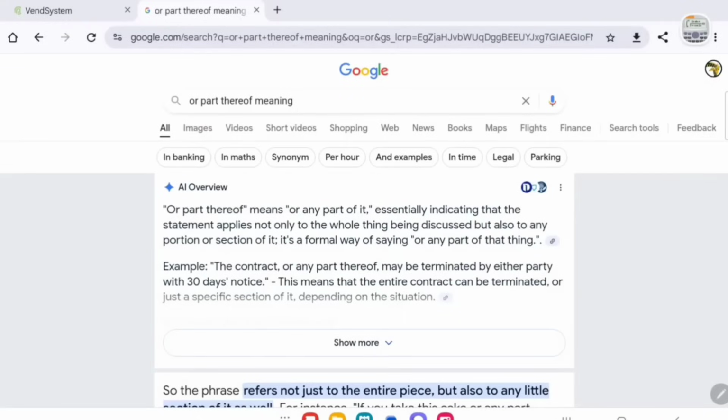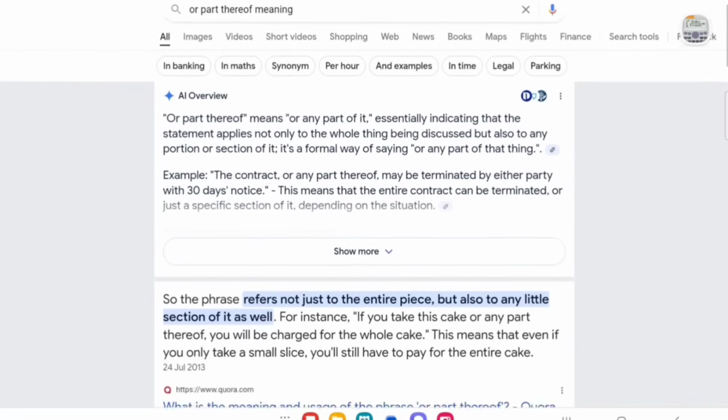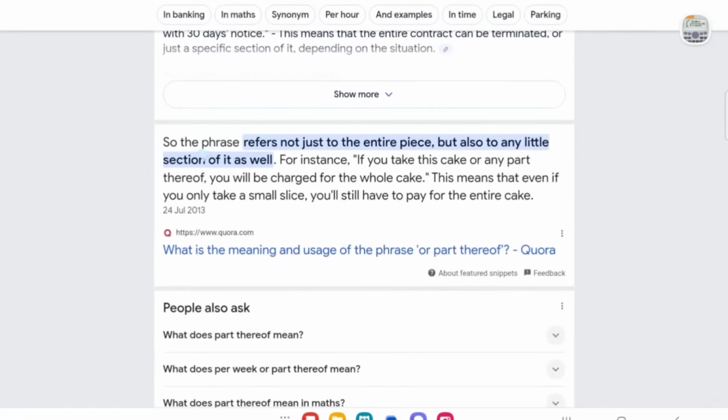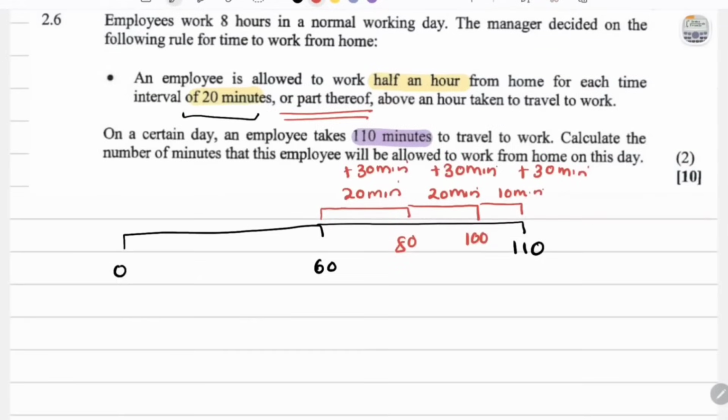So it's included. Just to make sure that this makes sense, I did a quick Google search of or part thereof so that we can see what that means. The phrase refers not just to the entire piece, but also any little section of it as well. So when we're looking at that 20 minutes or part thereof, it means every interval of 20 minutes or any part of 20 minutes. Ten minutes is a part of 20. It's not a full 20 minutes, but it's part of it. So they're also going to work for 30 minutes in that case as well.